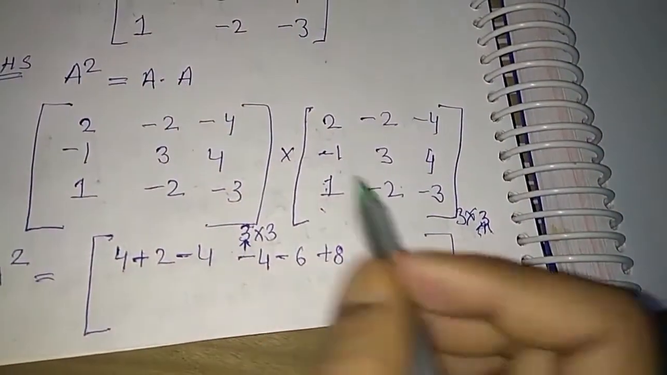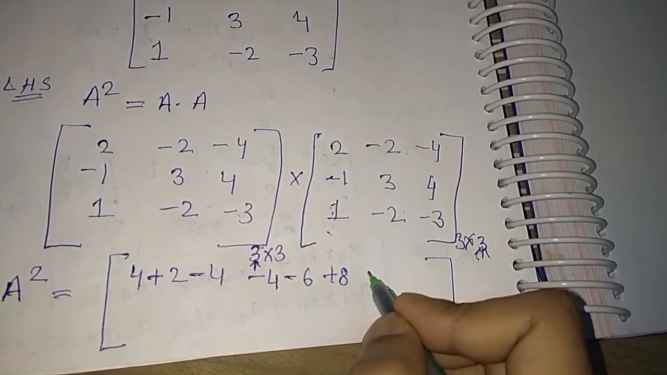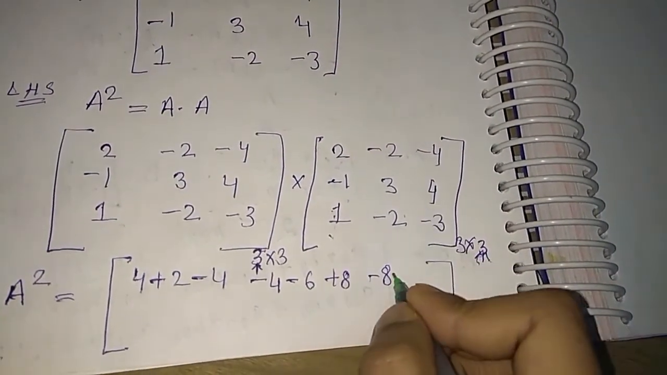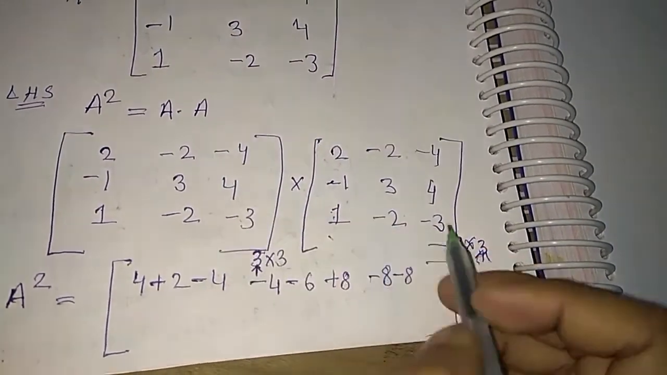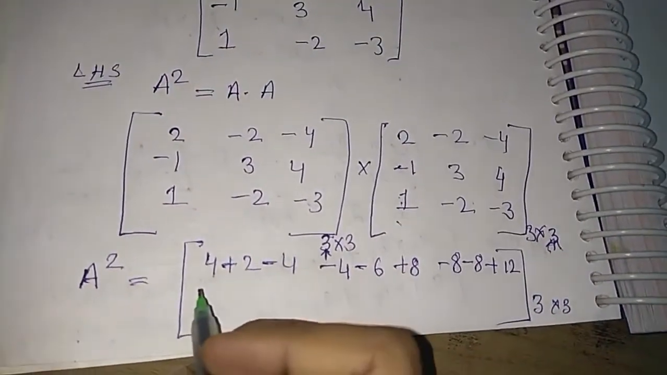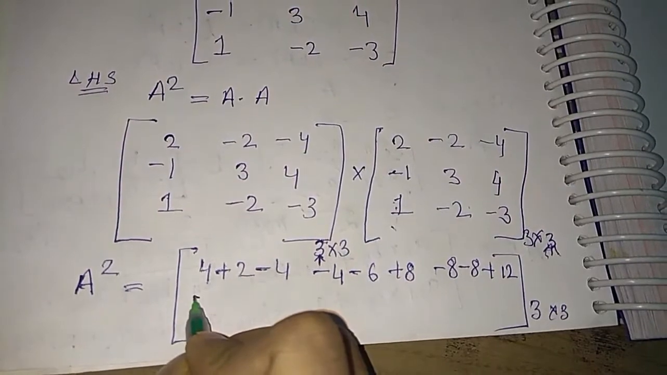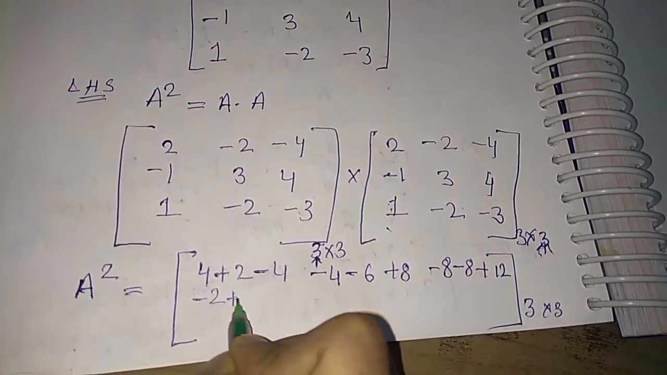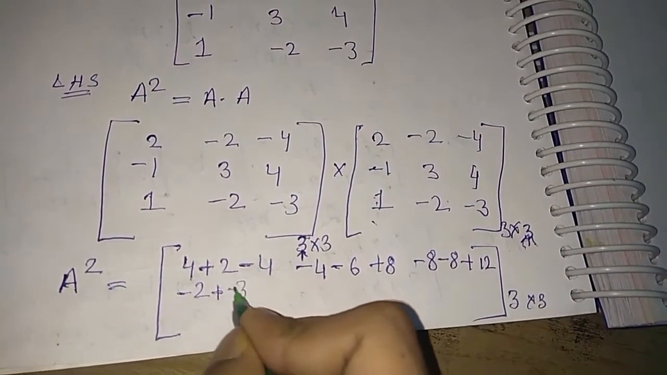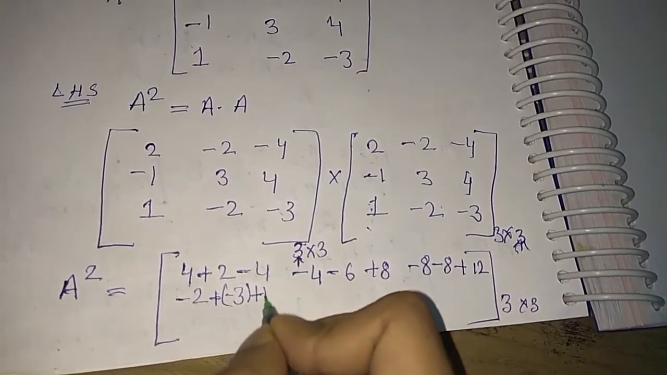For the next element we'll go with the third column. 2 into minus 4 will give minus 8, minus 2 plus 4 will give minus 8, and minus 4 minus 3 will give plus 12. In the next row, minus 1 into 2 will give minus 2, plus 3 into minus 1, that is minus 3, and 4 into 1, that is plus 4.